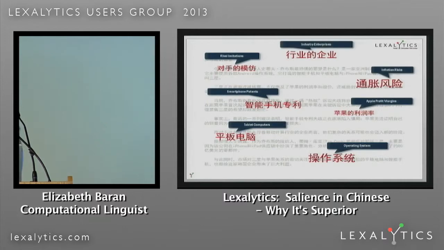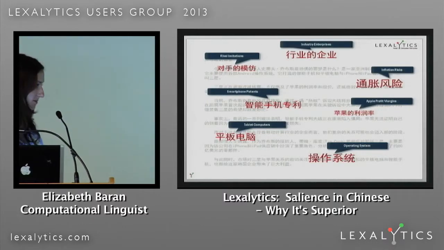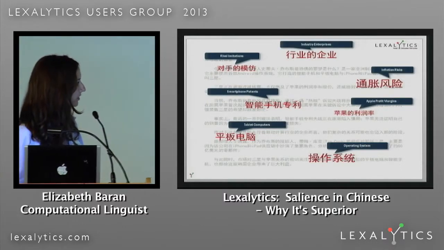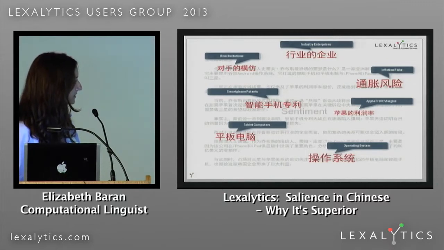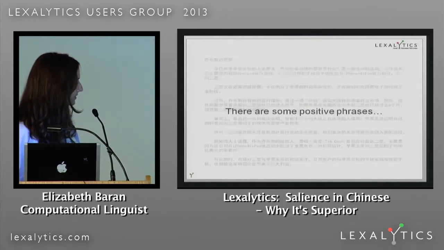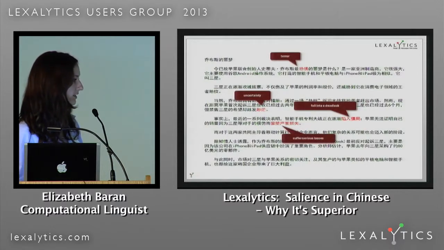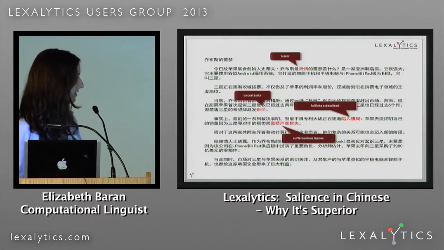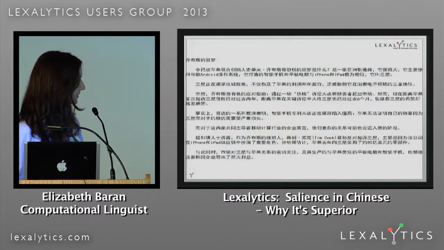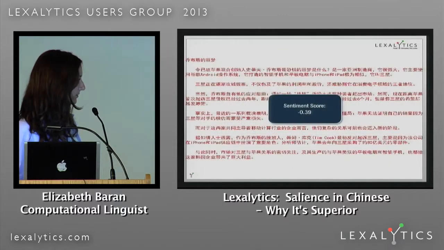Okay, so we have rival imitation, smartphone patents, tablet computers, operating system. And the sentiment, there are some positive phrases, like massive benefits, but there's more negative phrases like these ones: terror, uncertainty, fall into deadlock, suffer serious losses. So we get a negative sentiment score.